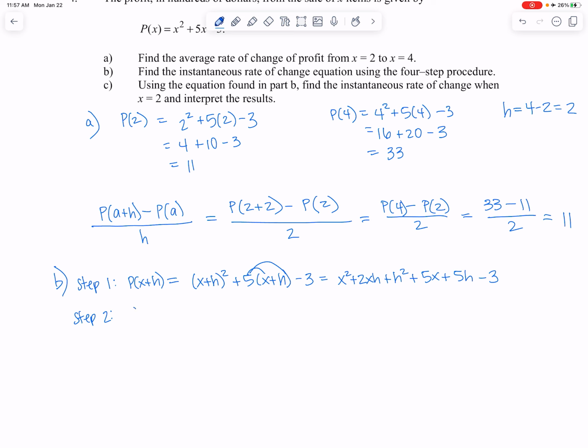Step 2, I want to write P(x + h) minus P(x). So we'll take what we found out in step 1, and subtract our original P(x). So x squared plus 5x minus 3. I'm going to distribute that first off.